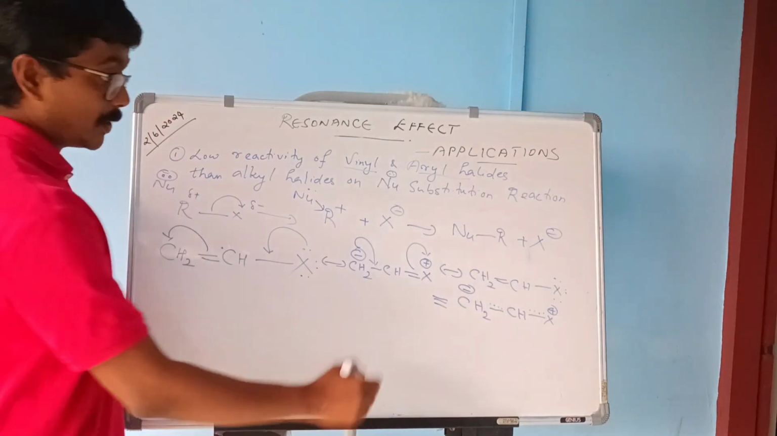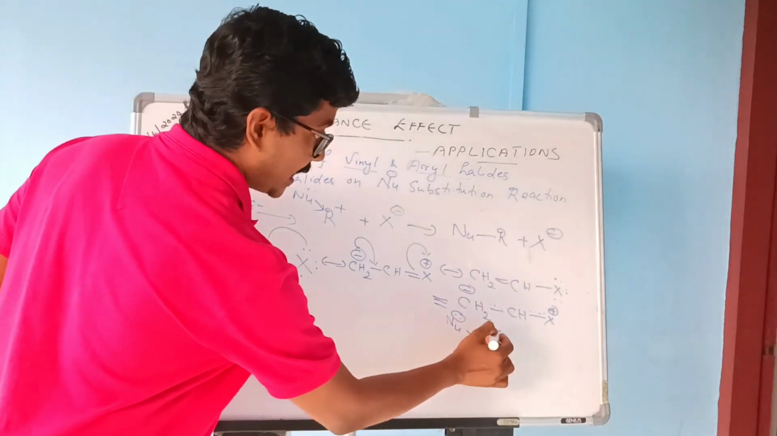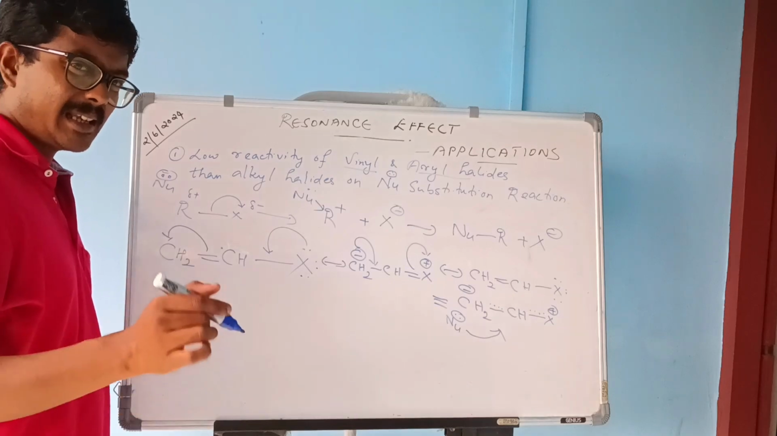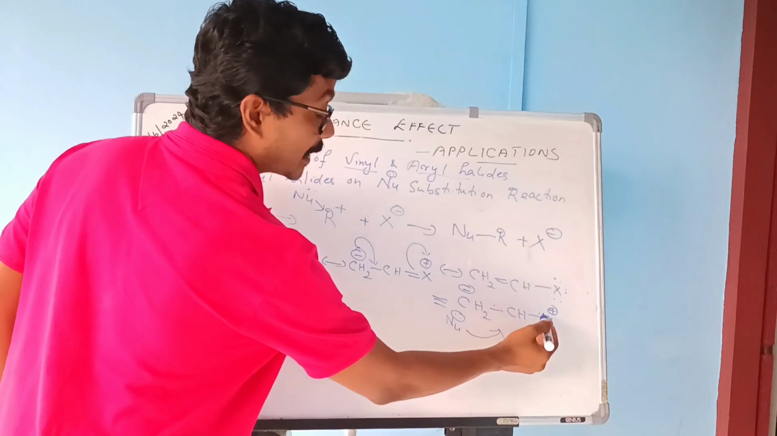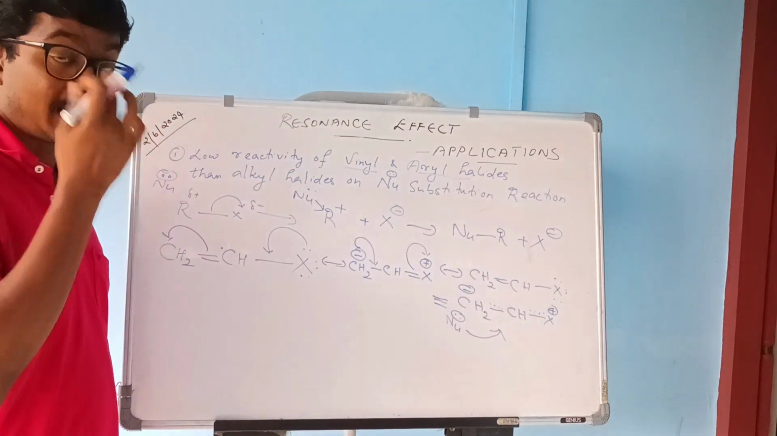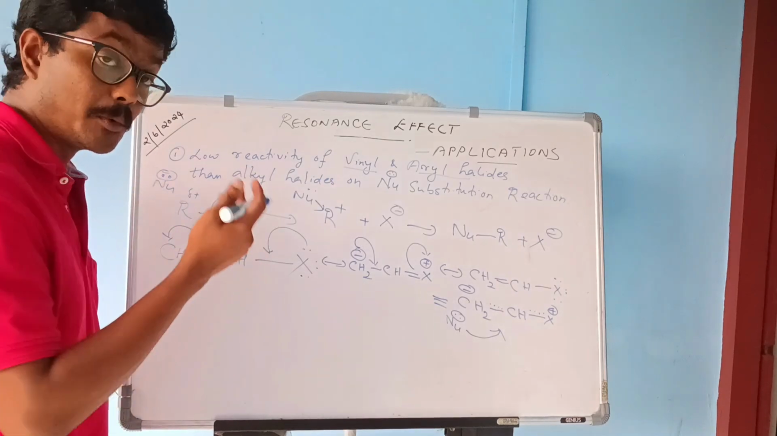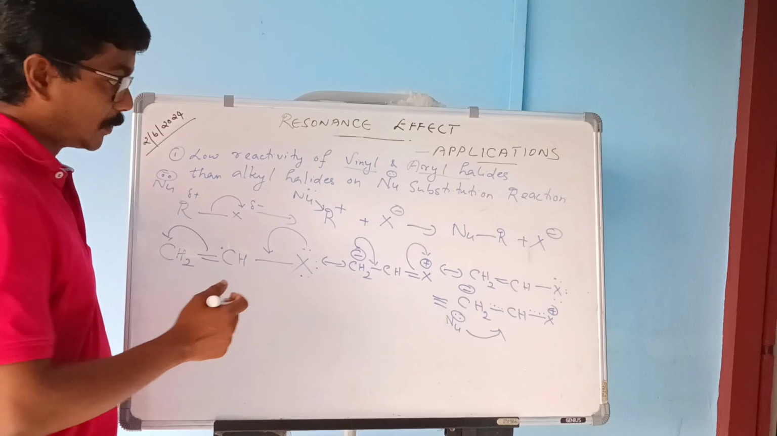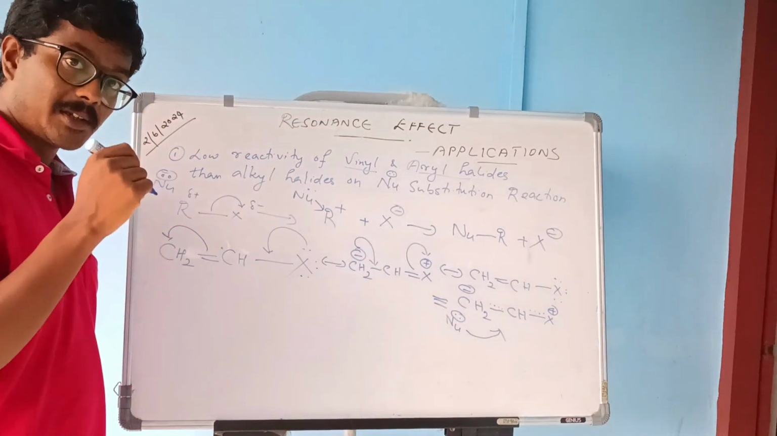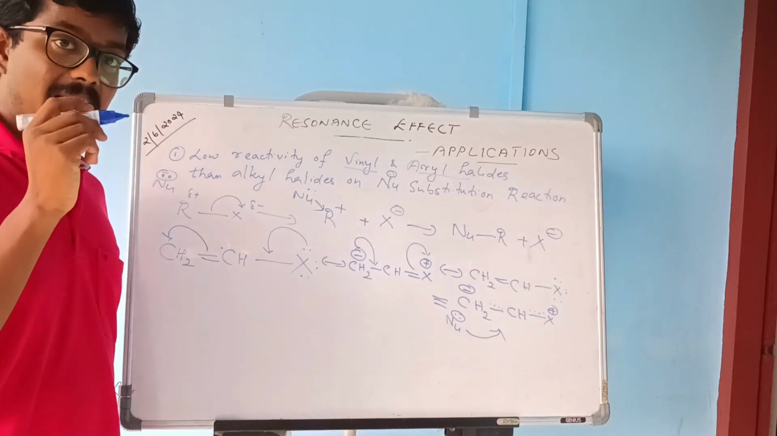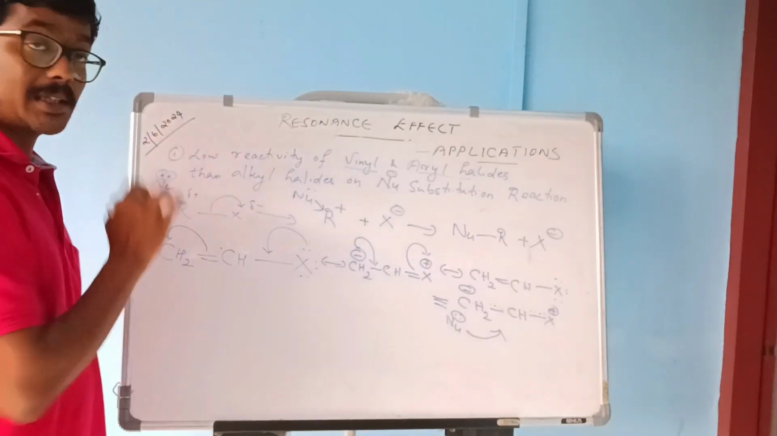halogen atom, right? So when a nucleophile attacks this vinyl halide, the substitution will be hindered due to the presence of a partial double bond character between carbon and halogen group. So this decreases the possibility of nucleophilic substitution reaction, right? So the nucleophilic substitution reaction on vinyl halide is decreased due to the presence of a partial double bond character between carbon and halogen atom through the resonance phenomenon.